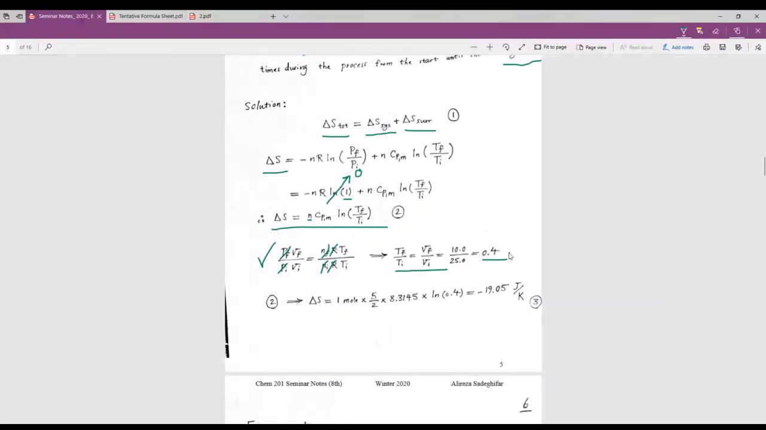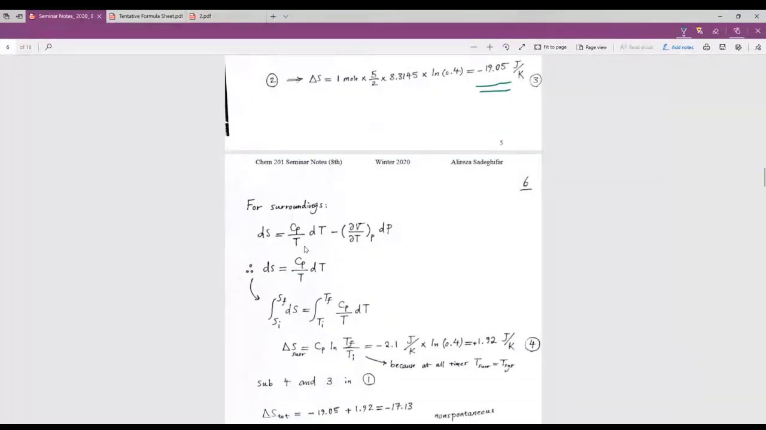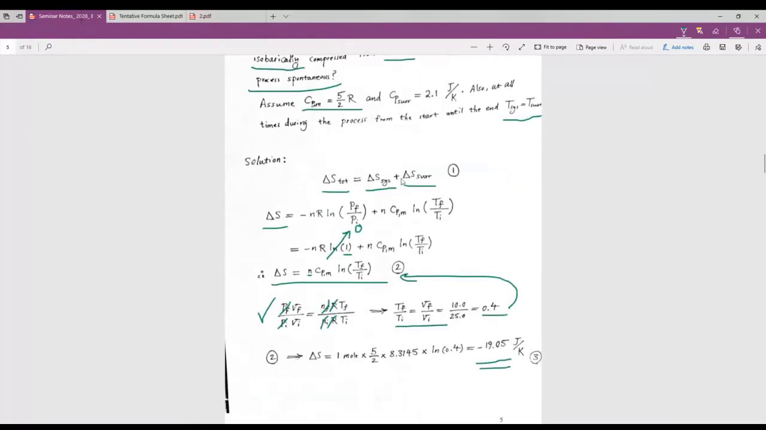Now that we have this value, we plug it into this equation. That's exactly what I did here. We can calculate delta S of the system, which is negative 19.05. But as I said, this doesn't tell us anything yet about the spontaneity. For the surroundings, we have to do the exact same thing. We need to calculate another piece of this puzzle to be able to tell if the process is spontaneous: delta S of the surroundings.